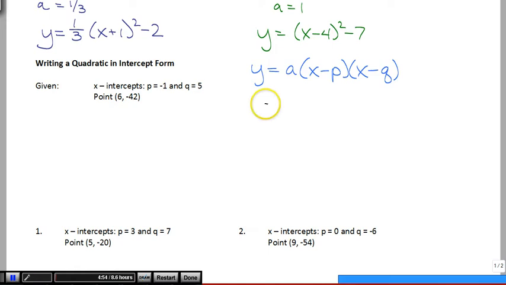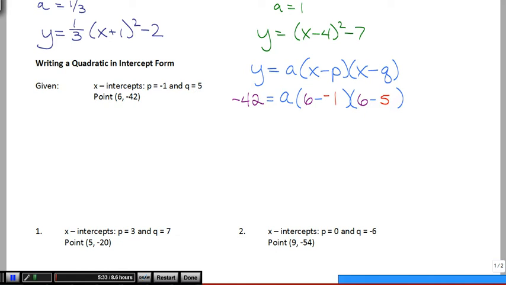So it's very similar to what we did in the last one, where you just start substituting in your values. Okay, so this time we know our y is -42, and we are going to look for our a still. And for this guy, we know our x is 6, so we're going to put 6 in each one of these. And then we're going to have our minus and our minus. Then p is -1, so we're going to substitute in our -1 for p. And we know our q is 5, so we're going to substitute our 5 in for q.